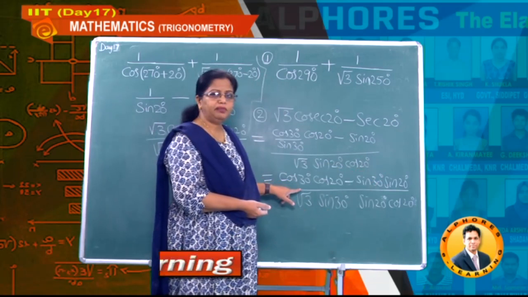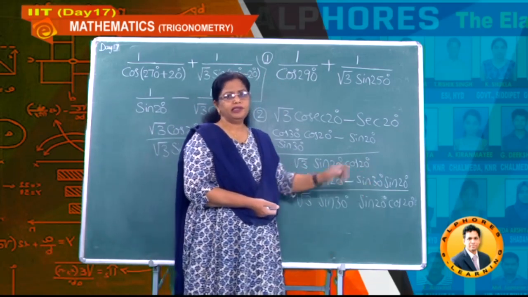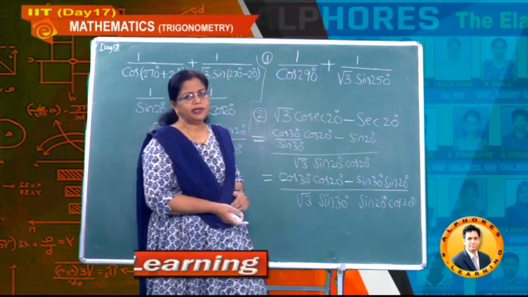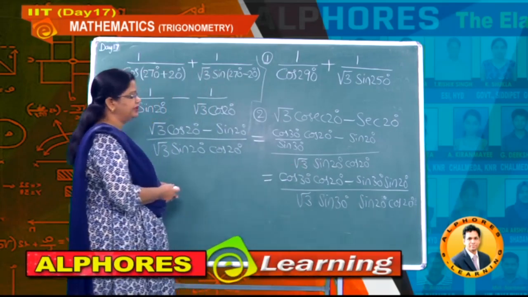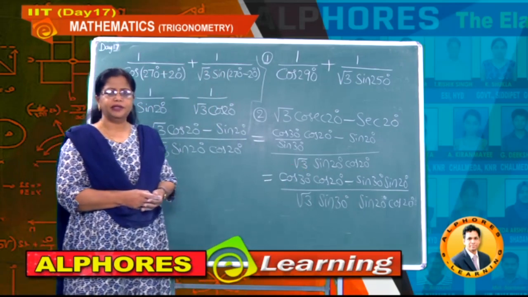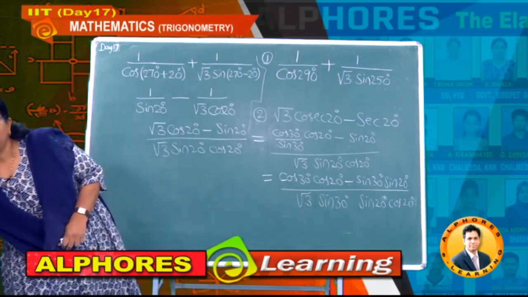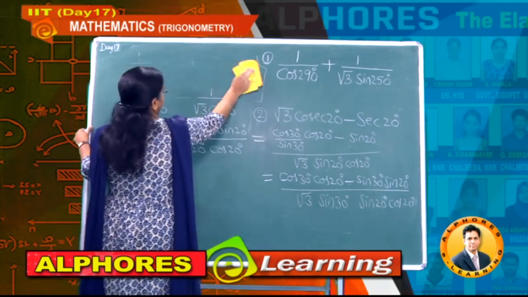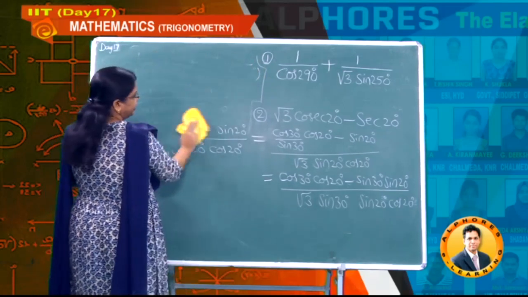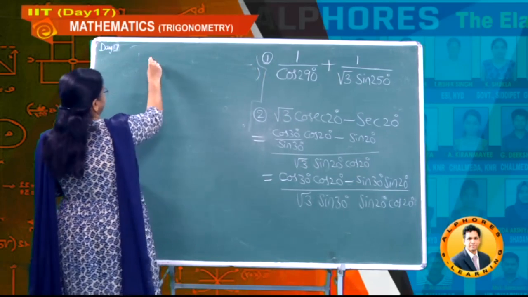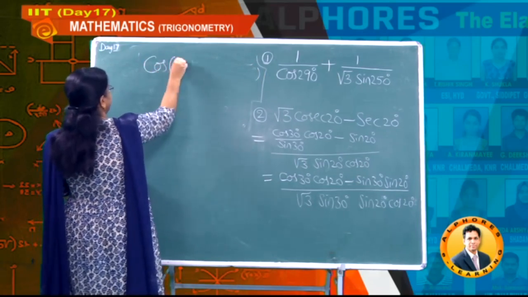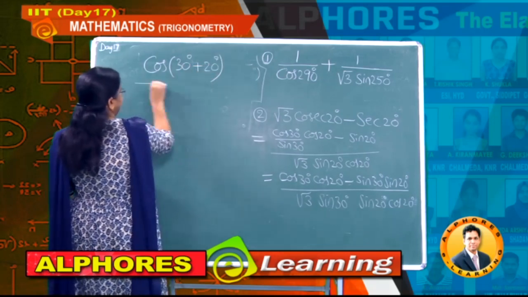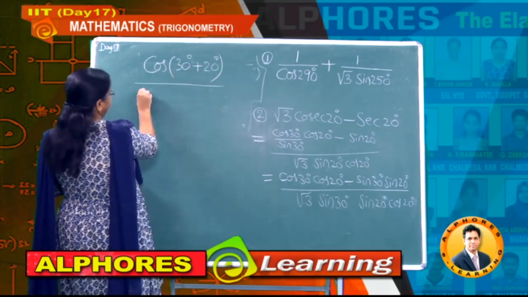Therefore, it is nothing but cos A cos B minus sin A sin B. What is that formula? Cos of A plus B. So, now students, we write that value as cos A plus B. If you write the formula cos A plus B there, then what is our numerator now? It is cos of 30 plus 20. So, cos of 30 plus 20, divided by the denominator.